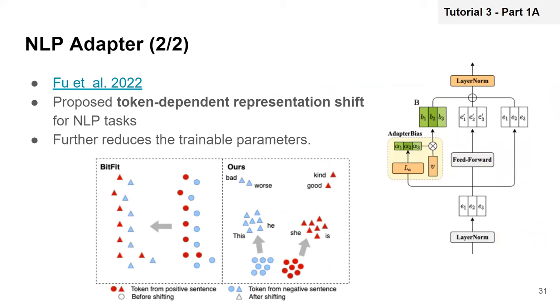So another paper actually by Virginia Chen here. She co-proposed a token-dependent representation shift for natural language processing. The idea is to add an adapter in a bias level. So they have a token from the positive sentence before the shifting and after this alignment. We directly add this trainable variable in the bias level, and that actually performs much better on this sentiment-based classification.